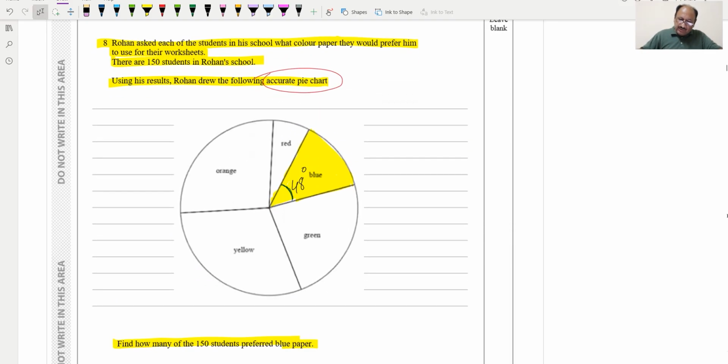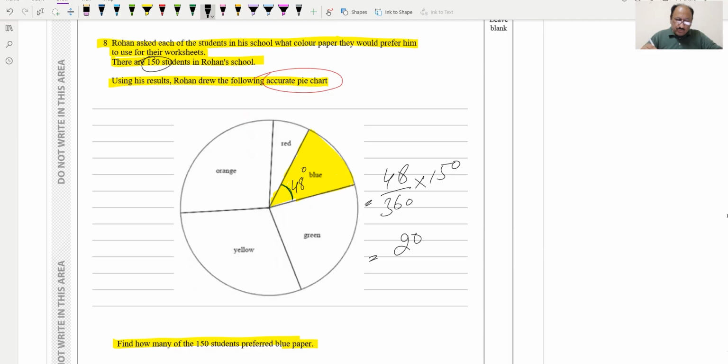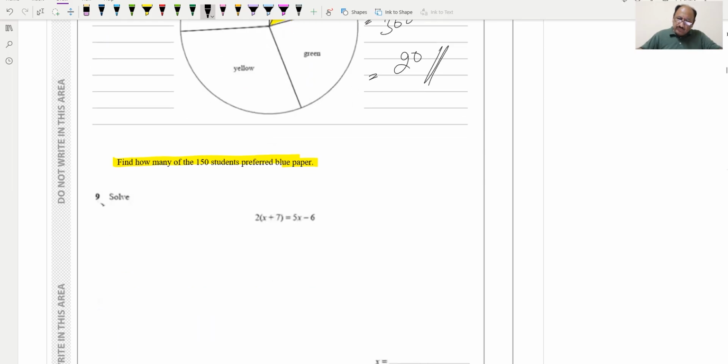We know that 48 is out of 360. The total complete angle of the circle is 360, and multiplied by 150 students. We can simplify 48 over 360 multiplied by 150, which will be equal to 20 students. So 20 will be our final answer for this question. So we can write even 20 students.